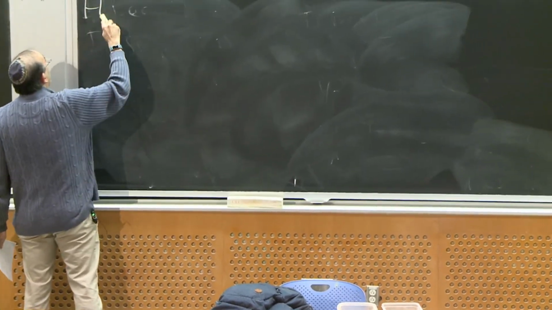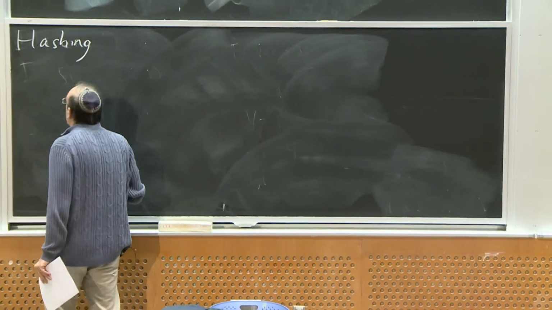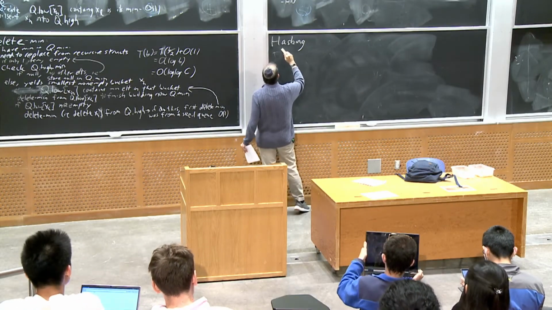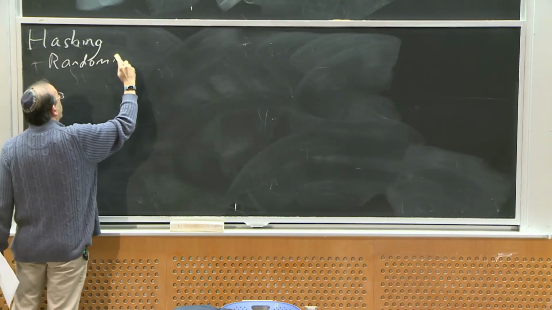So yeah, our next topic, which will occupy us today and some of Wednesday, is hashing. But hashing is going to become a vehicle for looking at randomized algorithms.